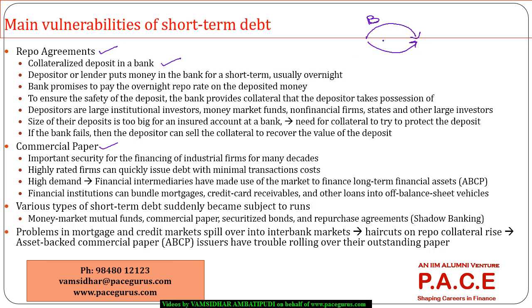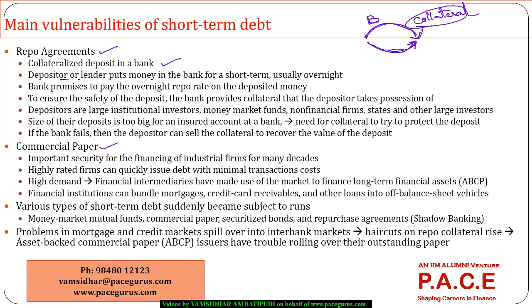Right? It's like a collateralized deposit, because the borrower is borrowing by putting something as collateral, with a promise that he is going to pay back the cash and retrieve the collateral. So these kinds of borrowings that happen by keeping collateral are what we call a repo agreement.